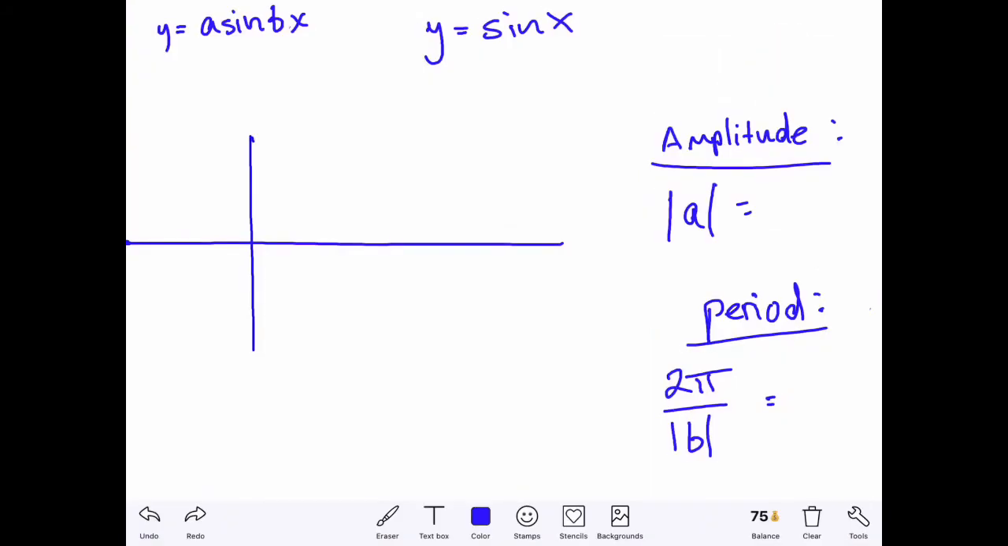Okay, let's look at our general sine function, y equals a sine b of x. And we're just going to focus on sine to begin, and then after we are comfortable with sine, we'll go on to cosine. Okay, so our amplitude is always found in front of the sine of bx. So in a sine of bx, a is our amplitude, the absolute value of a. If nothing is showing, we assume it's a 1.